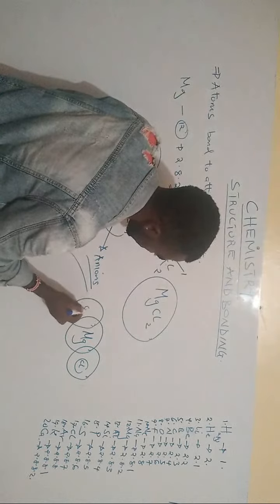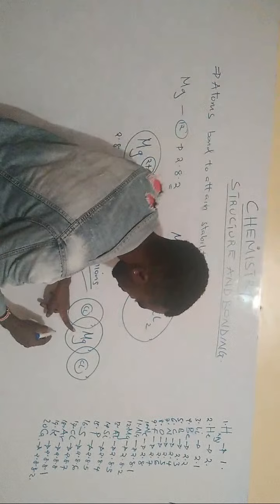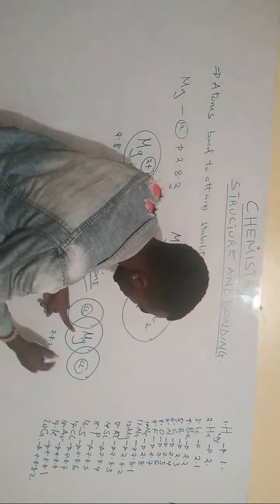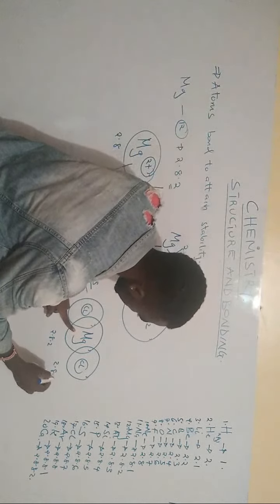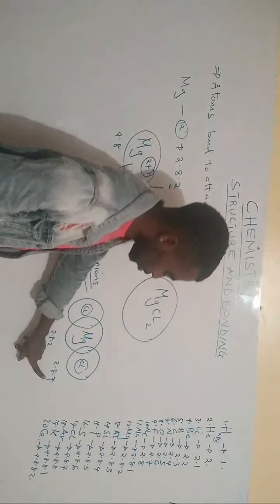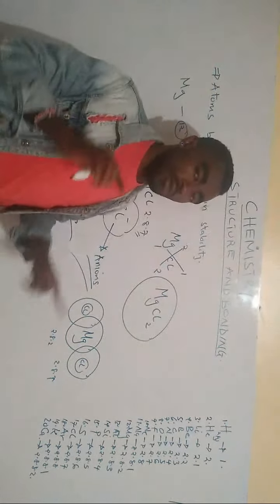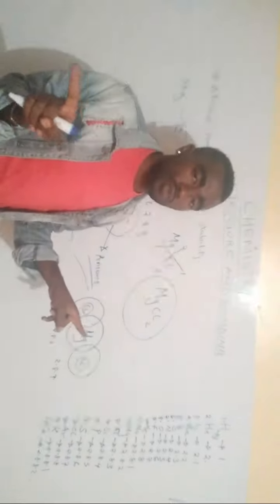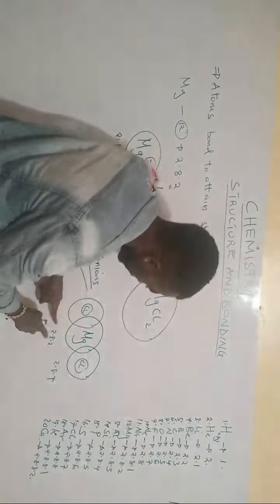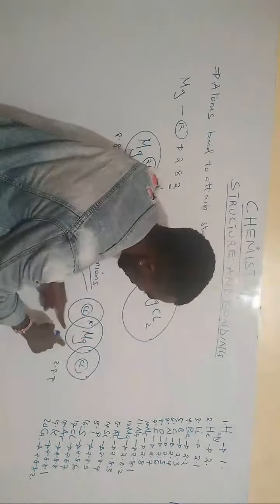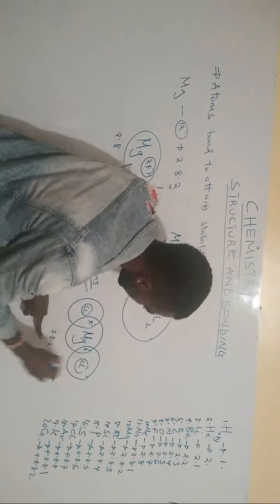Right. Chlorine. So the electron arrangement of magnesium was 2:8:2. For chlorine it was 2:8:7. This needs 1 to be stable. This needs to lose 2. So the 2 it will lose will be evenly distributed to the 2 chlorine atoms, one going here, another one going there.